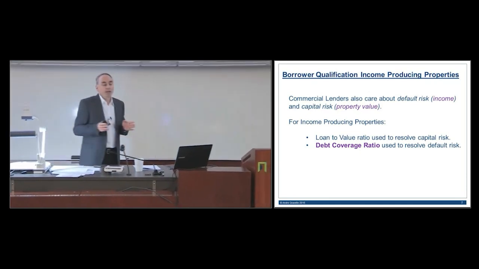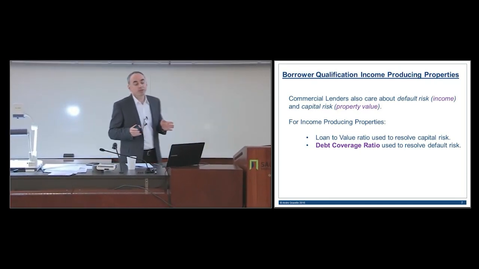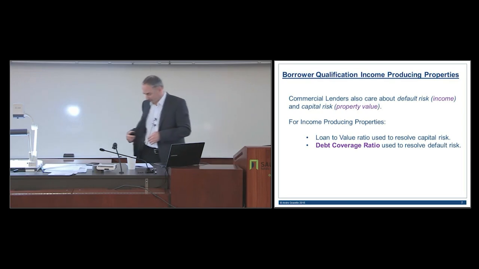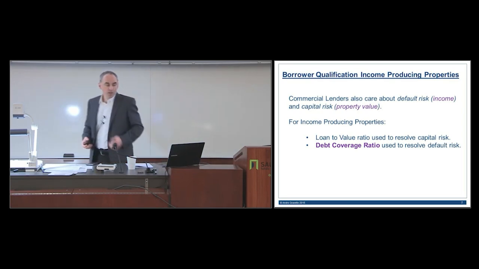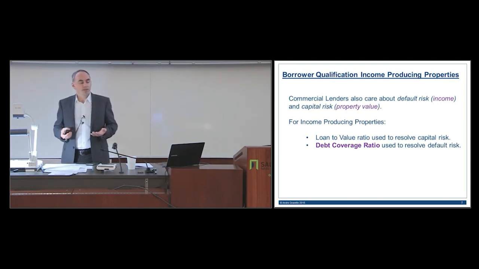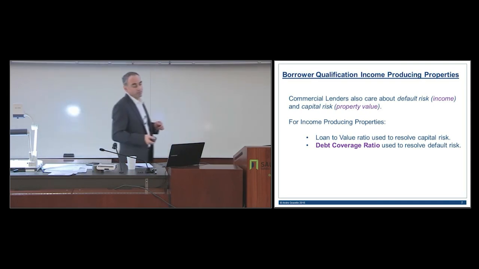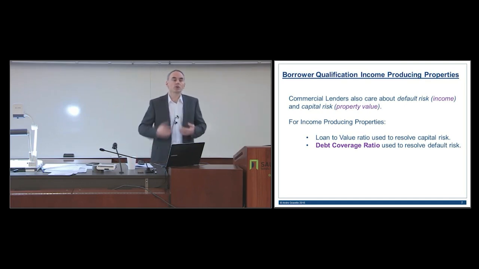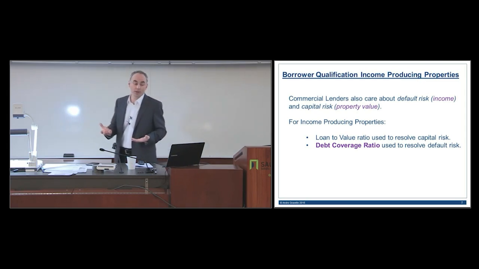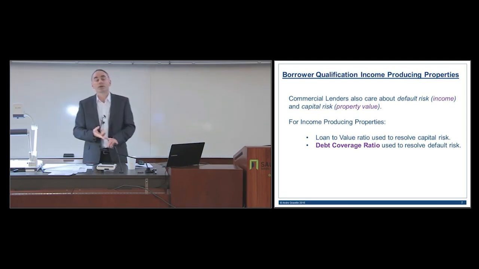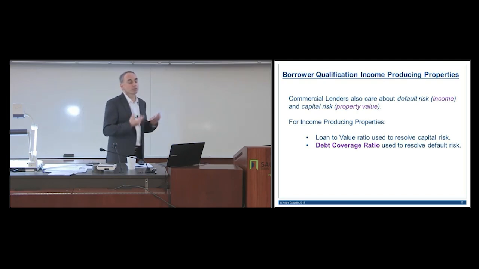Okay, the next topic I want to get into is borrower qualification for income-producing properties. So this is a borrower qualification topic very similar to the residential qualification, but here we're dealing with income-producing properties. So we look at commercial lenders, and what do commercial lenders care about? Well, commercial lenders care about the same kinds of things that a residential lender would care about. They care about default risk in terms of income, and they also care about capital risk in terms of the value of the property.